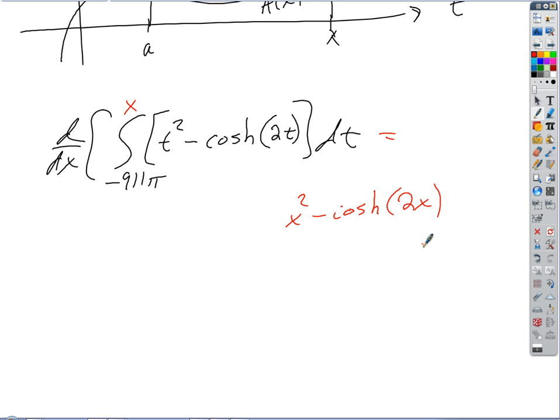Wait, is that a delta T or an S? That's a D. It's a real crappy D.